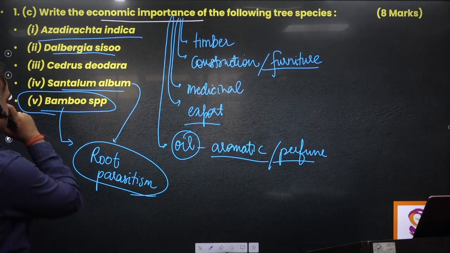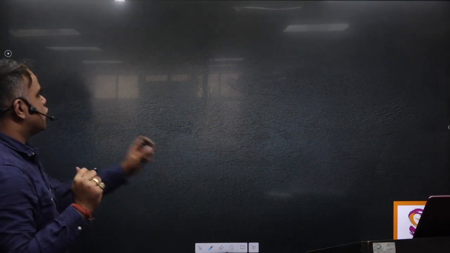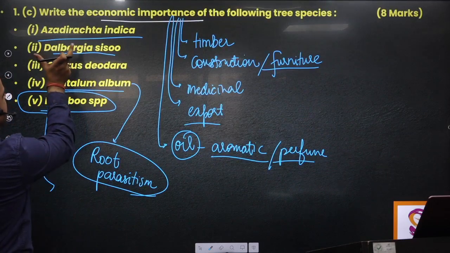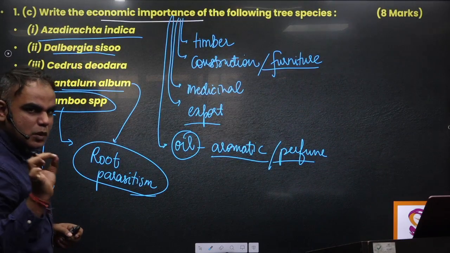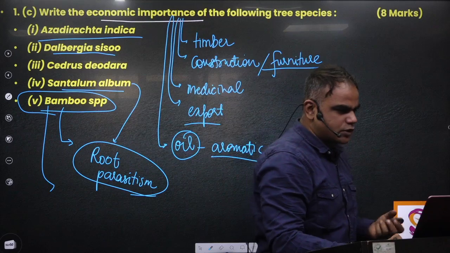Okay, and bamboo species, of course, we know the various applications bamboo has. Okay, so now what we'll do one by one. So again, when you write the answer, Azadirachta indica, start with neem and where it is getting used. Okay, so I'll just read out some of the applications.